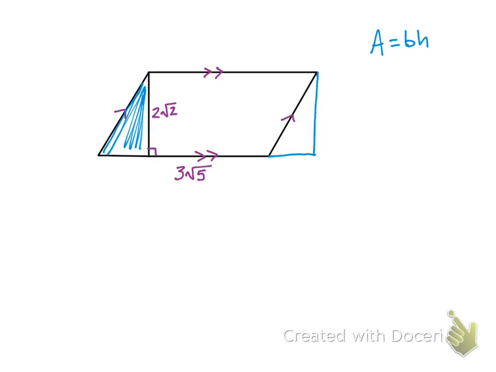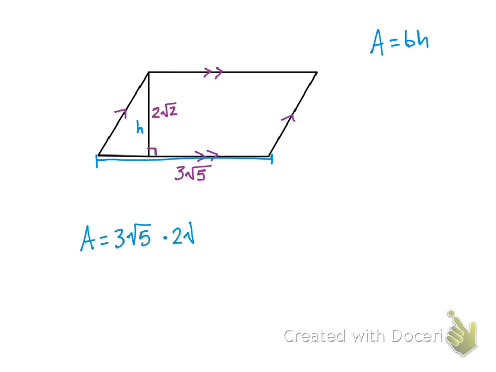So let's get back to solving this one. If we have base times height, our height is always the height of the parallelogram, which is the perpendicular segment there, and the base is the length across the base. So when we're finding the area on this one, we take our base, which is 3√5, and multiply by the height, which is 2√2. We multiply the outside numbers to get 6, and then multiply the square roots, √10. We cannot reduce 6√10, so our area is 6√10 units squared.